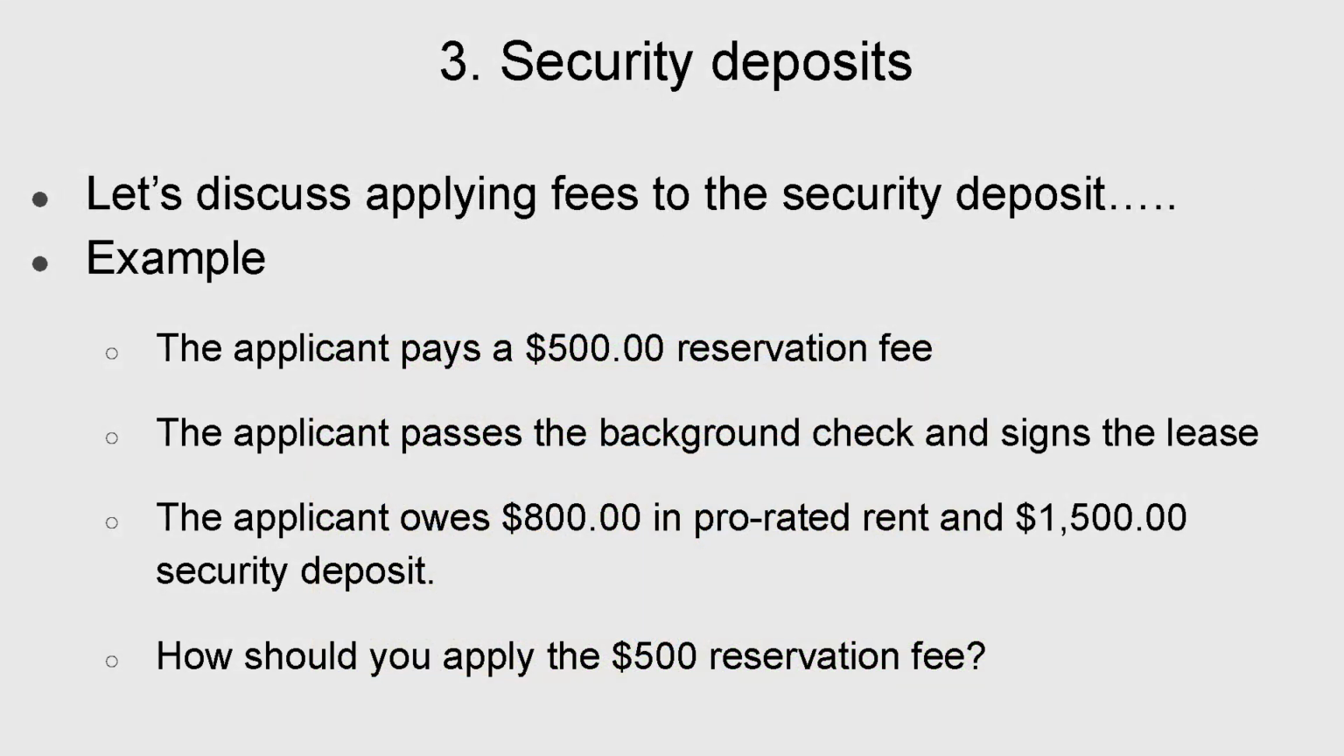All right, so we know how to apply our fees to our monies due now, right? Applicant pays a $500 reservation fee. Applicant passes the background check and signs the lease. So we're good so far. Applicant owes $800 in prorated rent and $1,500 security deposit. What do you do next?